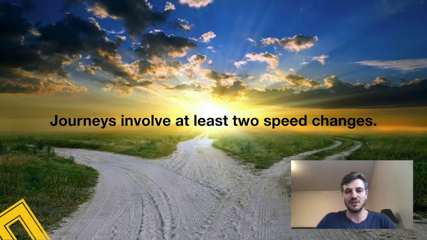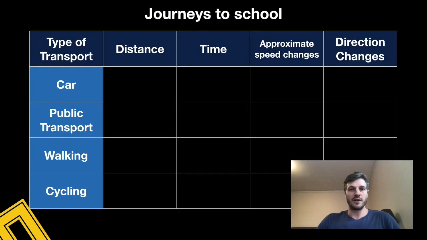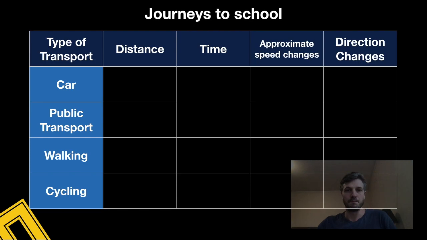So what we're going to do is very quickly, I want you in your exercise books to draw up this table for me. It's a very simple one, 5 by 5, and with this information we're going to analyze some simple journeys. So pause the video now and draw that up, and once you finish, you can unpause it and continue watching the video.